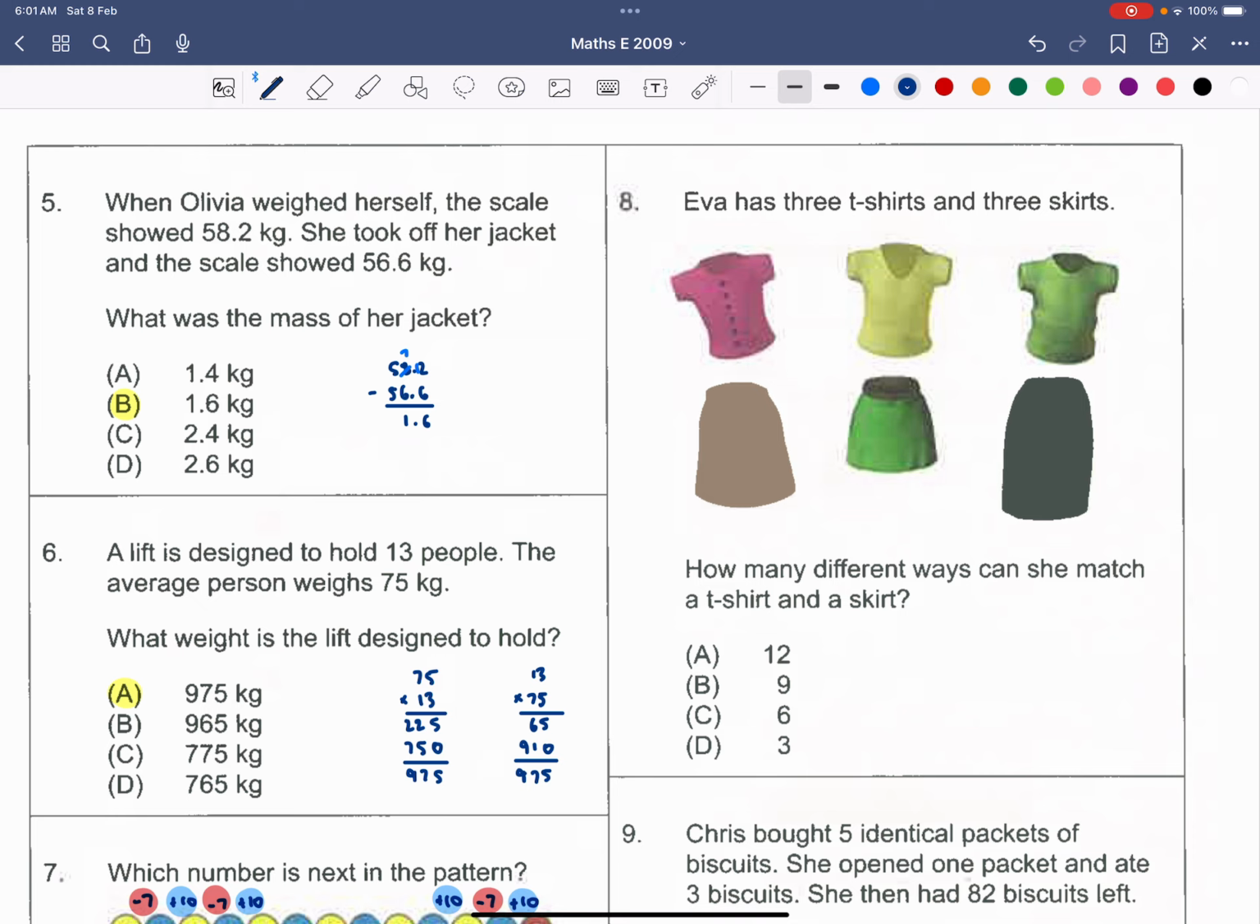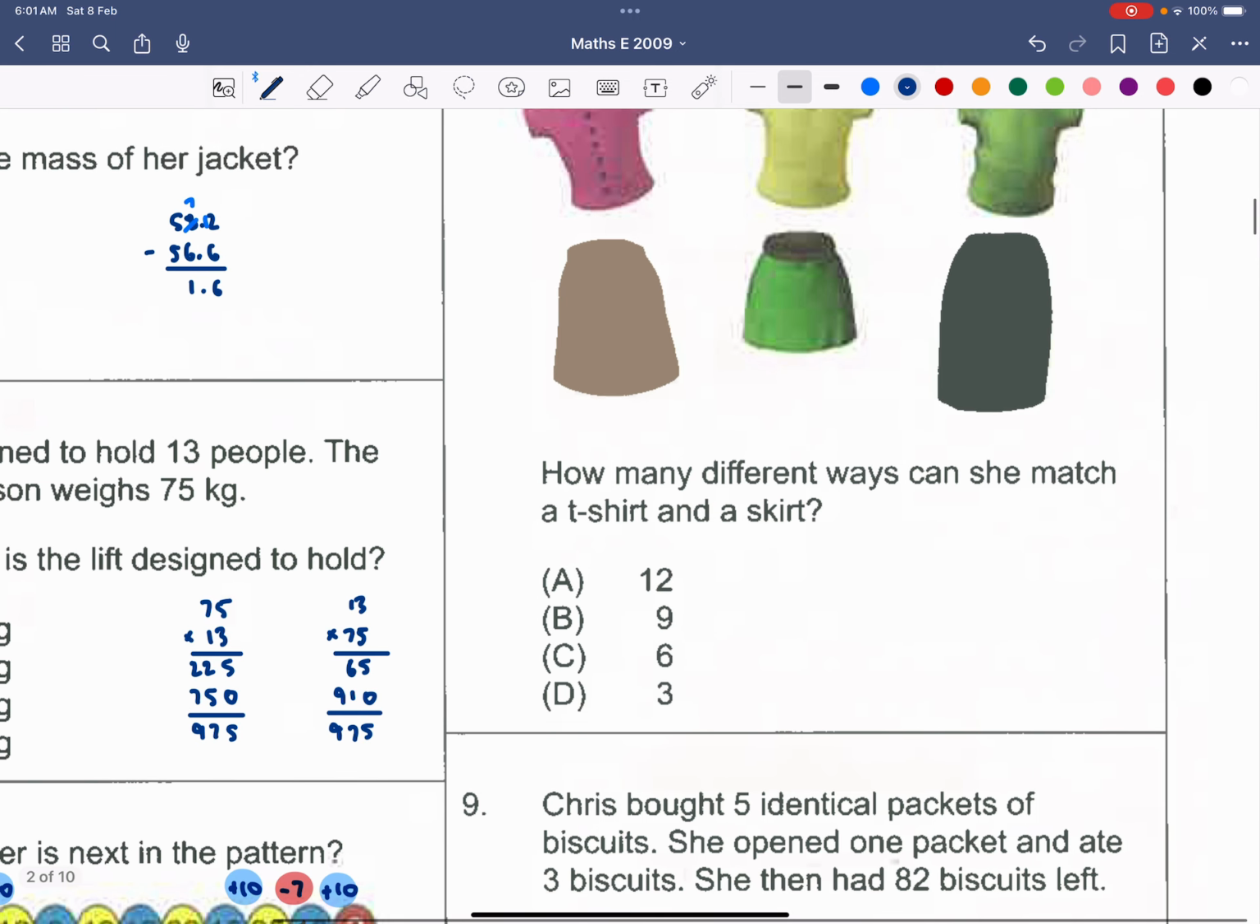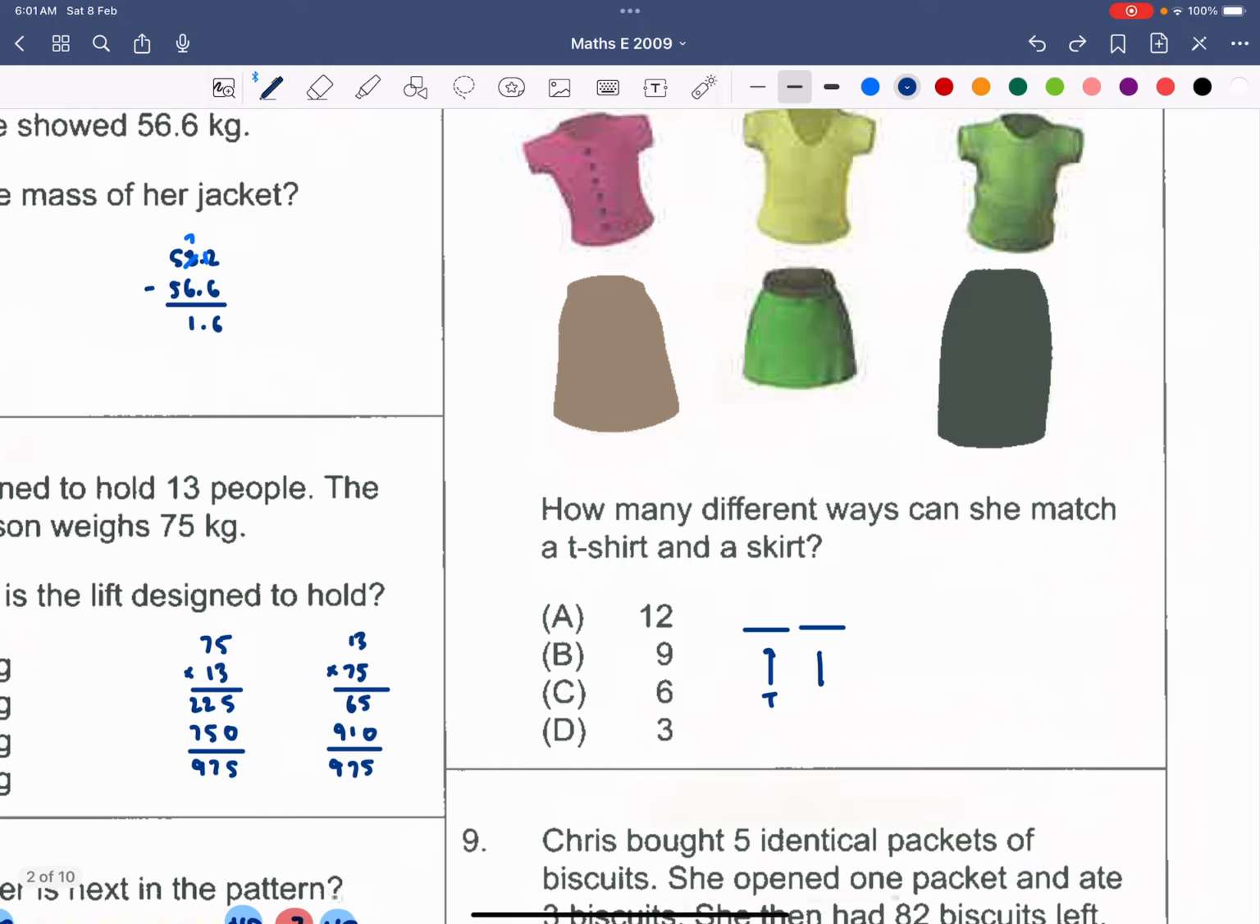All right. So guys, there is a long way and a quick way and a slow way to do this question. So the quick way is this. The quick way is to draw yourself these two basically like spaces or 2 slots. And one slot is for the t-shirts. So this slot is for t-shirts. And this slot is for the skirts.